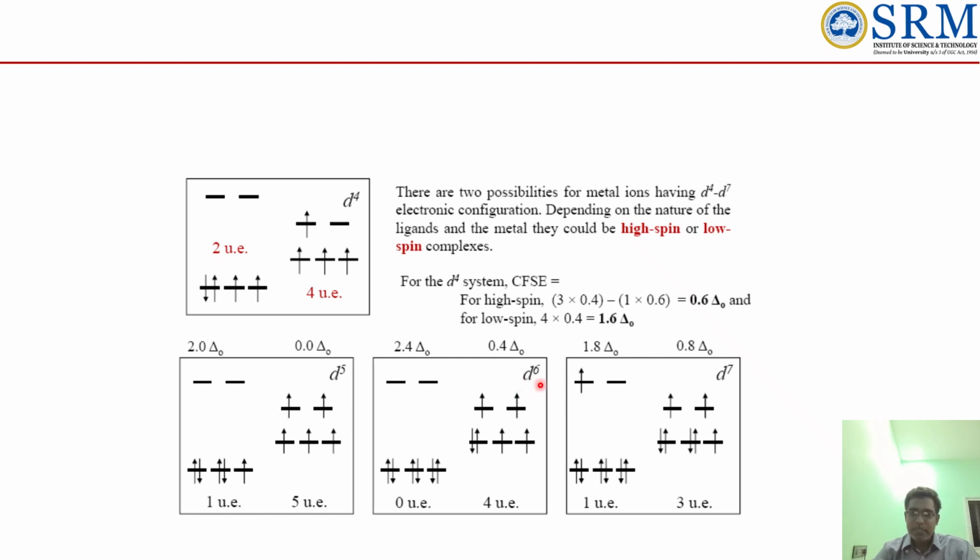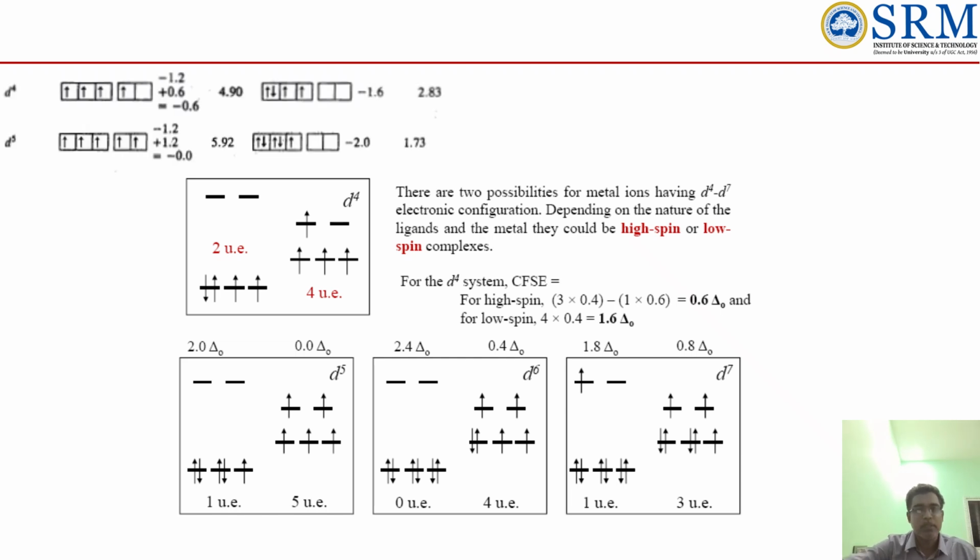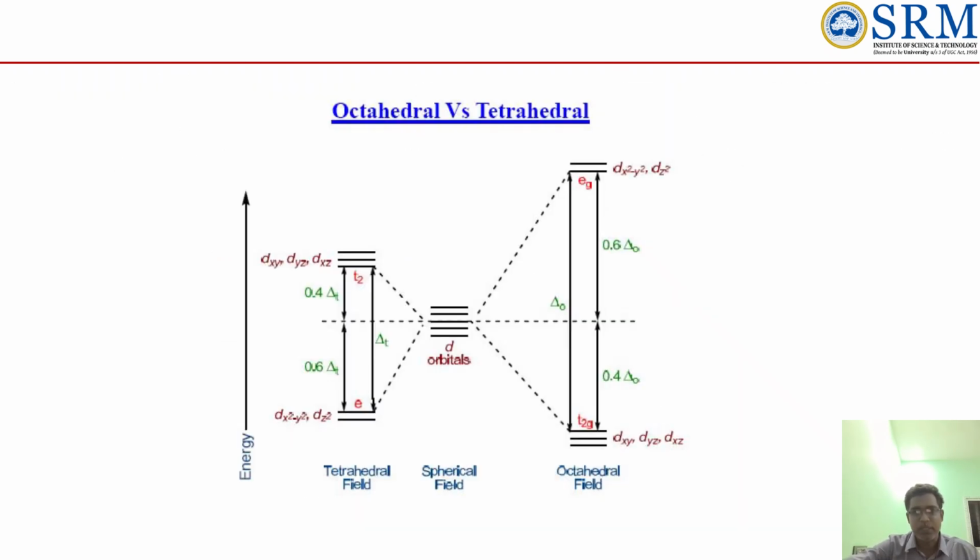So the case with d6: the weak field ligand will have 0.4 stabilization, whereas in the case of strong field, all the 6 electrons are occupied in the t2g. So this is the maximum CFSE one can expect for a given complex, that is 2.4 Δo. For d7, for the weak field complexes, you have 0.8 Δo, whereas for the strong field ligand, you have a stabilization of 1.8 Δo. So these are the numbers which we have here.